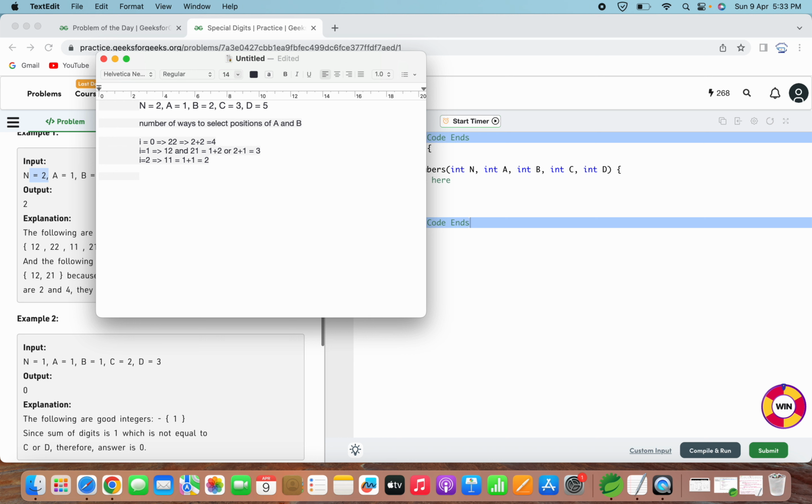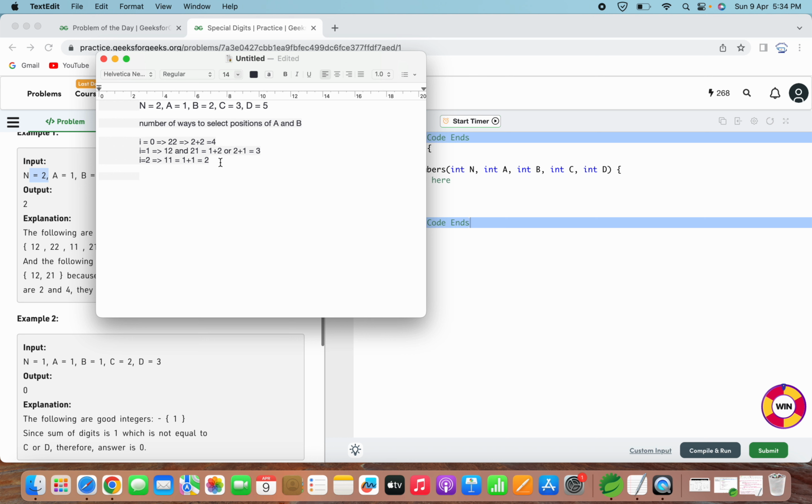Okay, so this is the same thing. When i is equal to 0, we have only one good integer, so when we add, the sum is equal to 4. When i is equal to 1, we have two good integers, which are 12 and 21. The sum of the digits is 3, and the same happens for 21 as well. Even the sum of those two digits is also giving 3. And for i equal to 2, we have only one good integer, that is 11. When we add them, this will give 2.